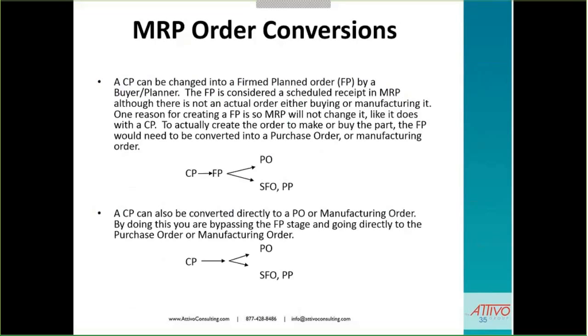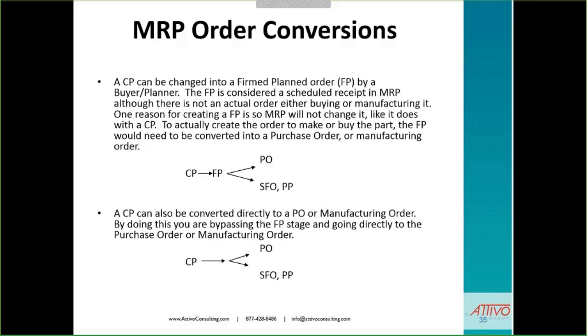The remedy is actually creating what is referred to as a firm planned order. A firm planned order can be changed from a computer planned order. It's one of those actions that you can take. It's considered a scheduled receipt. In other words, the buyer planner has looked at the computer planned order, which is MRP's advice, and said, yes, I agree with that. Or in doing the conversion, said, I agree with that, but I want to move it up a week and I want to increase the quantity, or whatever the case was.